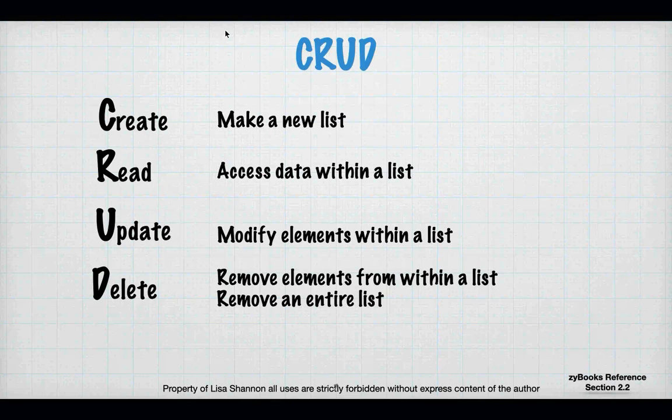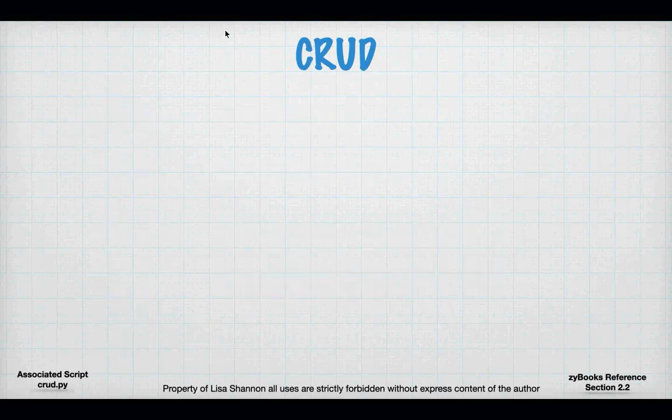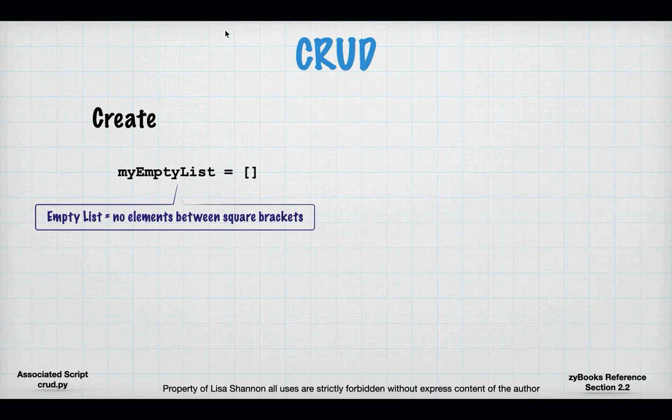It becomes easier. And by the way, you won't find the word CRUD in iBooks. This is an old terminology from database days, but it makes perfect sense when you're dealing with lists and dictionaries. So, create. I'm creating an empty list. An empty list is just a variable, in this case, my empty list. We know it's a variable because it's on the left-hand side of a single equal sign. On the right-hand side, it's just an open and closed square bracket. That open and closed square bracket indicates to Python that there's nothing in the list.